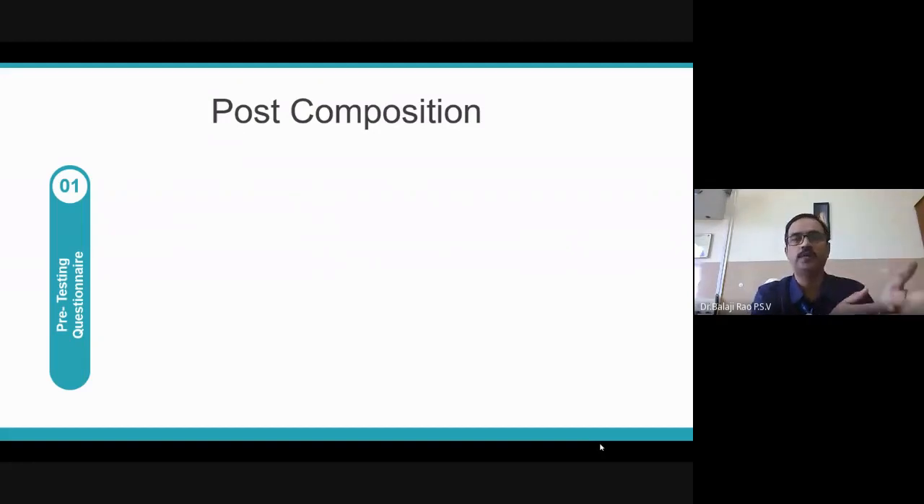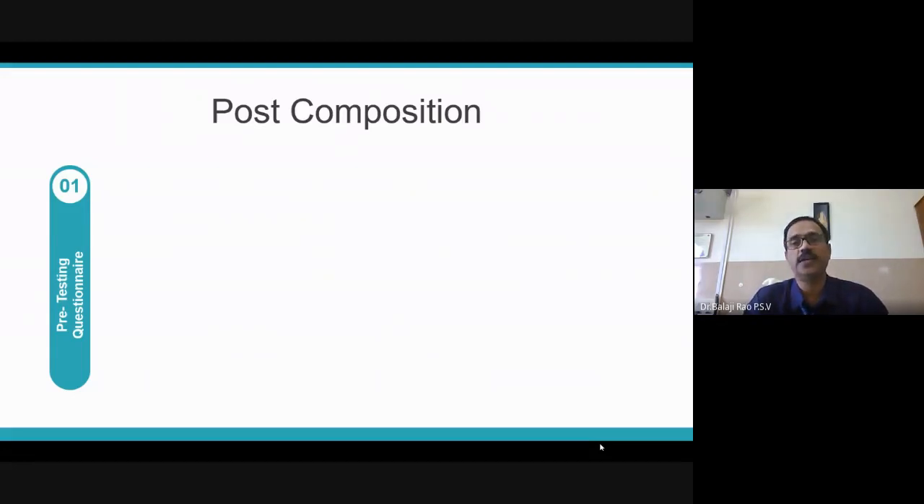So we have gone through the pre-composition stage and the composition stage, and the third stage is the post-composition stage. The post-composition stage is where, after the first draft questionnaire is ready, the researcher is getting ready to finalize the draft and start administering. In such a case, the first step is pre-testing the questionnaire, where the researcher himself administers it and tries to check the outcome of his questionnaire.